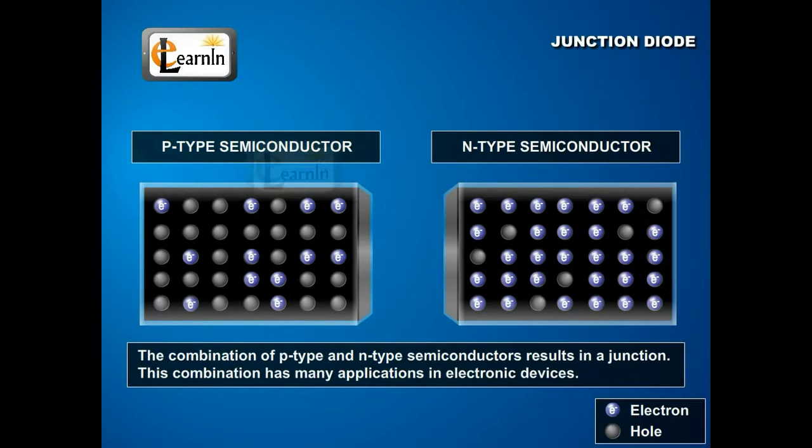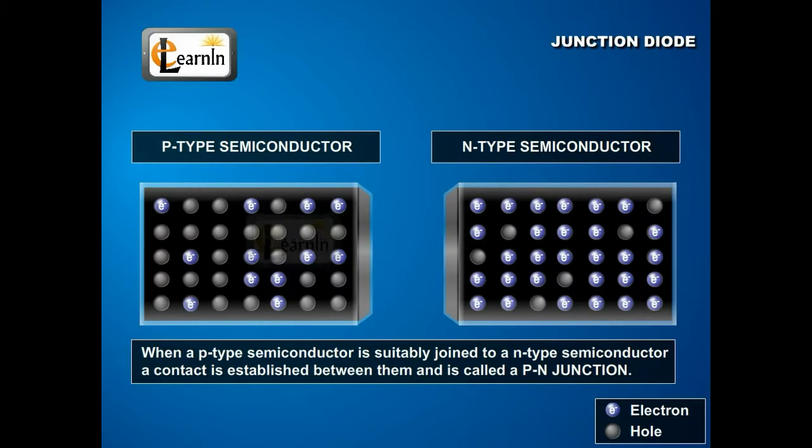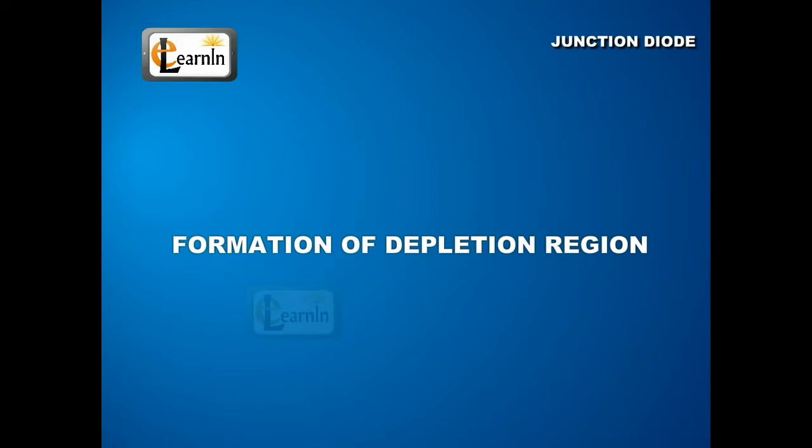The combination of p-type and n-type semiconductors results in a junction. This combination has many applications in electronic devices. When a p-type semiconductor is suitably joined to an n-type semiconductor, a contact is established between them and is called a PN junction. Formation of depletion region.